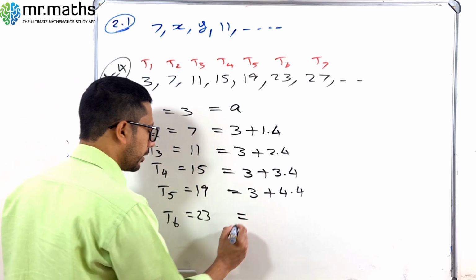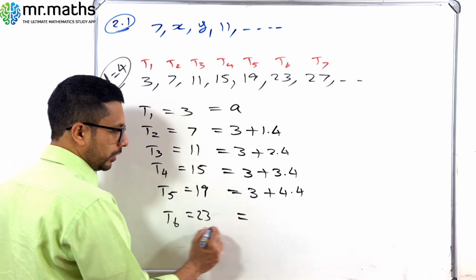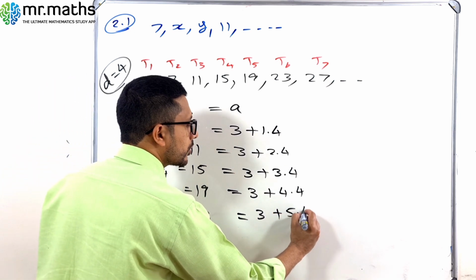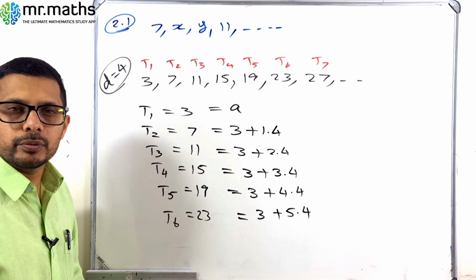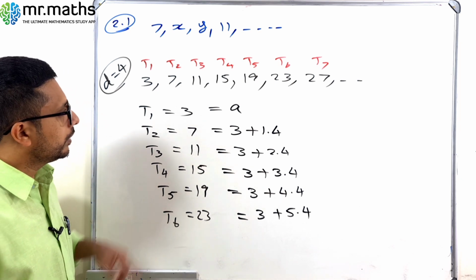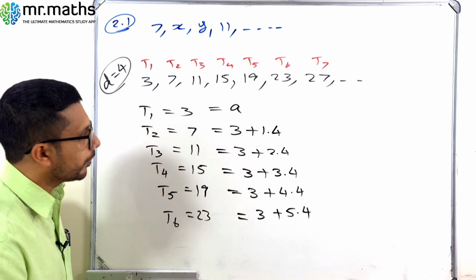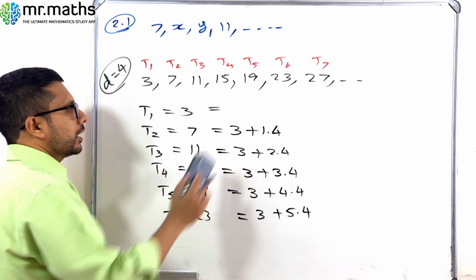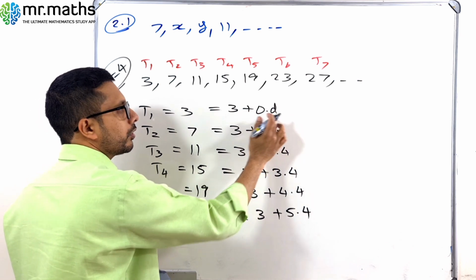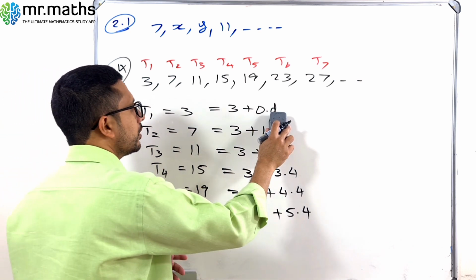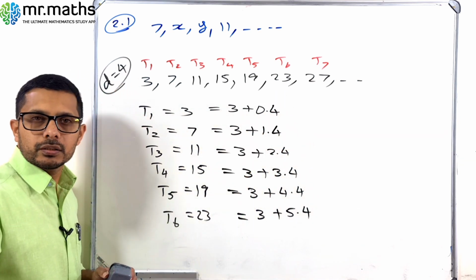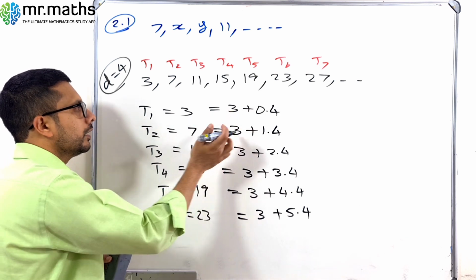Can you see a pattern? The sixth term is 23. I'm going to write it like this: 3 plus 5 times 4. 5 times 4 is 20. 20 plus 3 is 23. So what you can observe here, guys, look at this one. The first term I can write like this also. Instead of this a, let me write it like this: 3 plus 0 times 4. 0 times any number is 0. 0 plus 3 is 3.